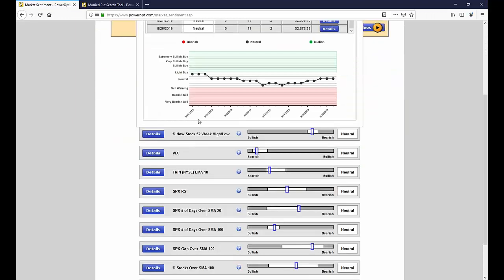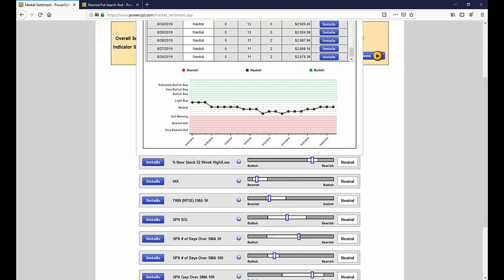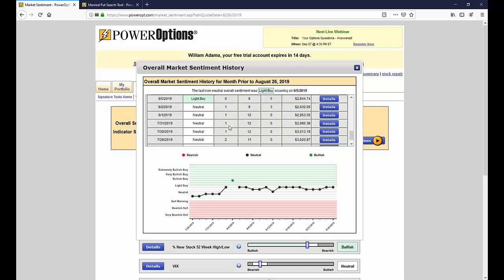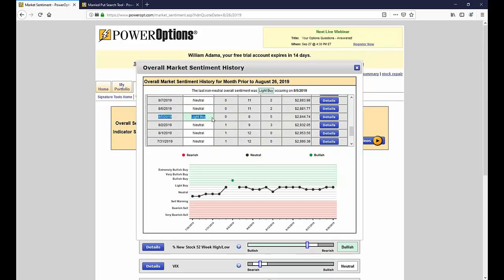Since we saw the big move on 8.5, and I think a light buy came up after that, but since then it's just been hovering around here. Let's see if I can see one. It's been hovering around the neutral range. There it is, that one light buy on 8.5, right?